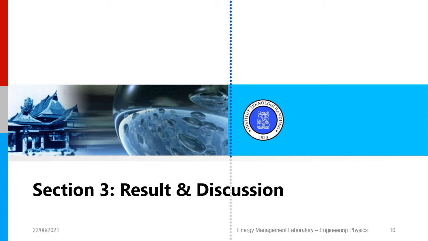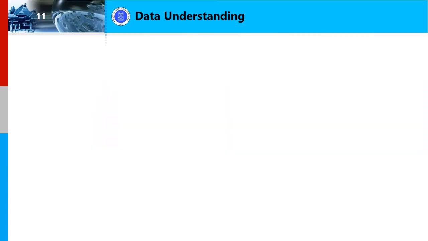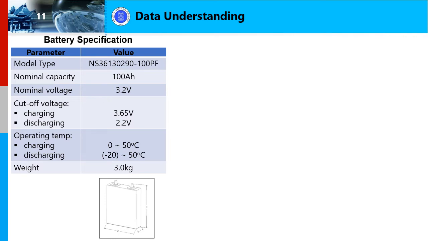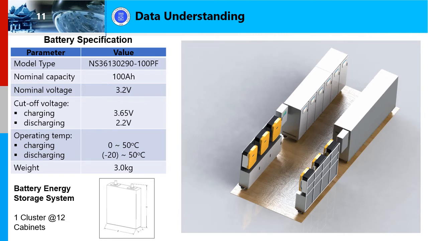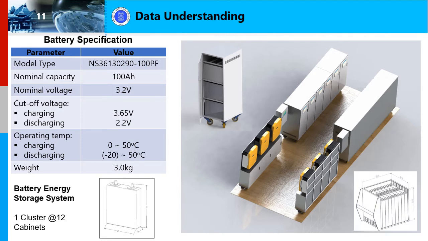We move to section 3, result and discussion. We use the battery cell lithium iron phosphate with nominal capacity 100 ampere hour. The nominal voltage is 3.2 volt. The battery energy storage system is a cluster with 12 cabinets. Here's the illustration. So there are 12 cabinets, and each cabinet consists of 3 battery modules. The 3 battery modules consist of 15 battery cells.